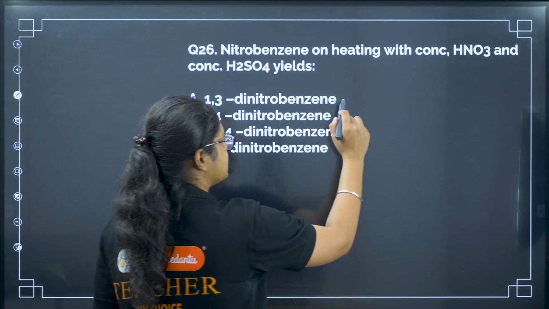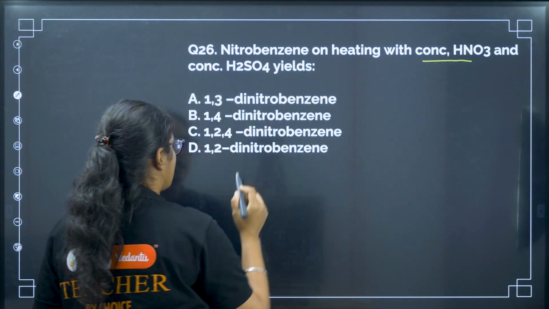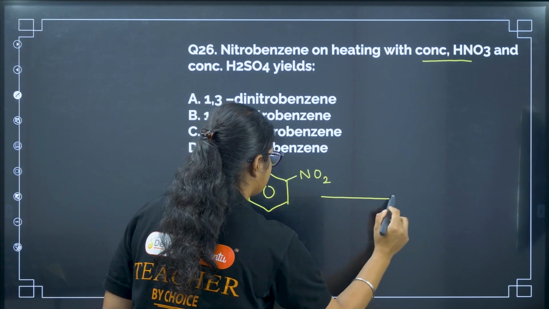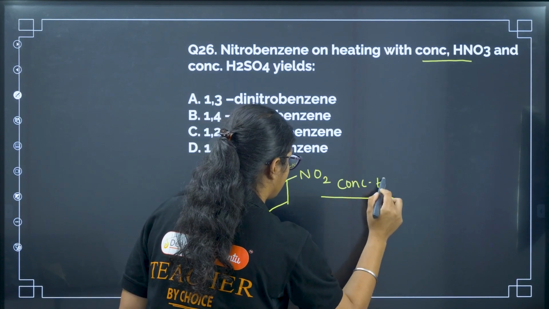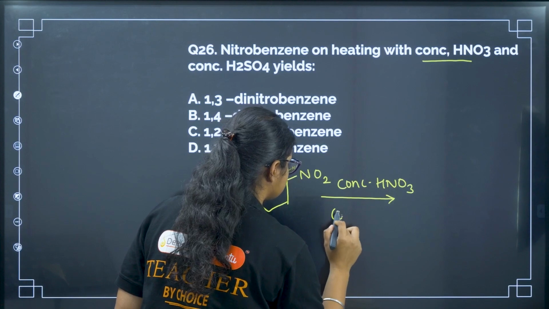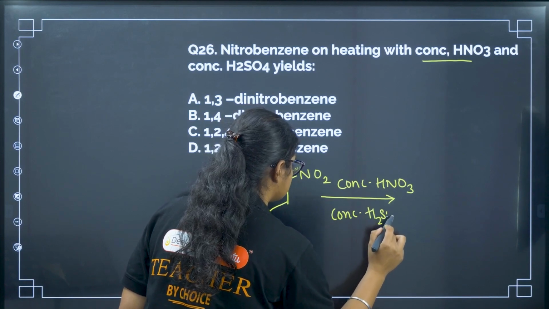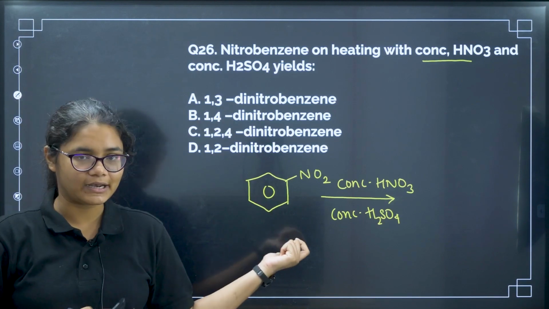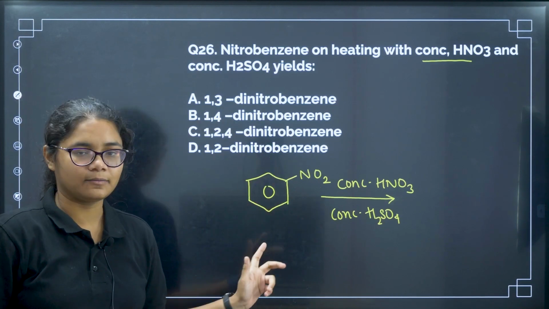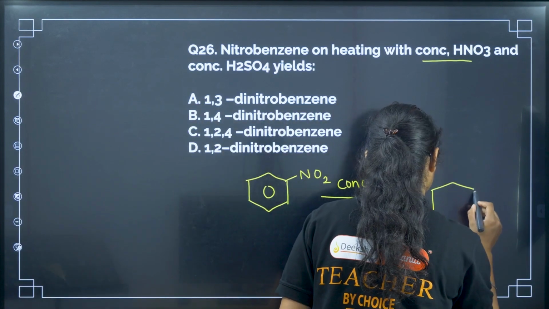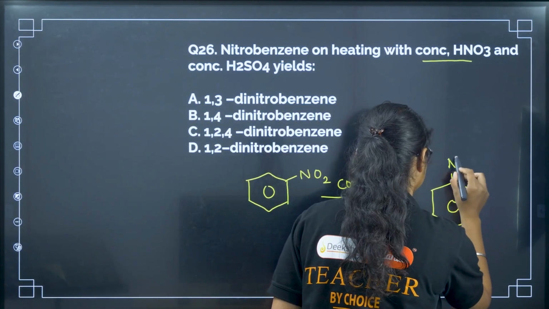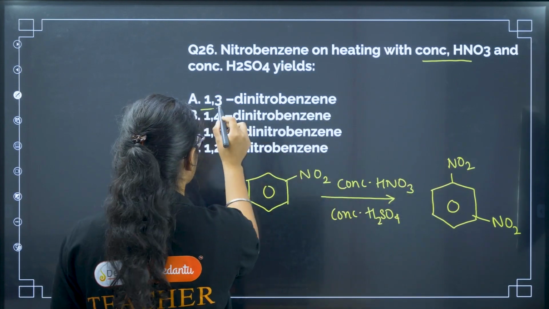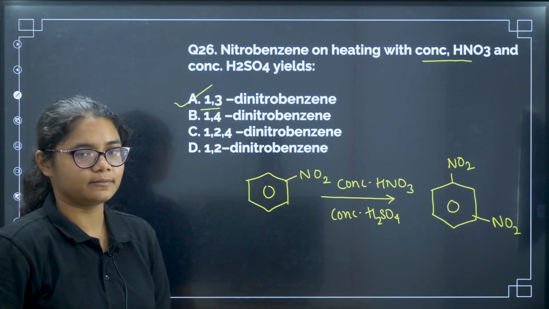Now next question, nitrobenzene on heating with concentrated nitric acid and concentrated sulfuric acid. So you have nitrobenzene and you are treating it with concentrated nitric acid and concentrated sulfuric acid. So in that case, what will happen? Nitration will take place, but nitro is a meta-directing group. So the nitro group will be added at the meta position. So if you see this one, we will get NO2 here and NO2 here. So the correct answer for this question will be 1,3-dinitrobenzene. That is option number A.